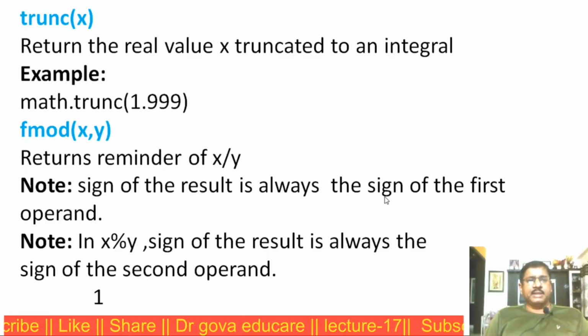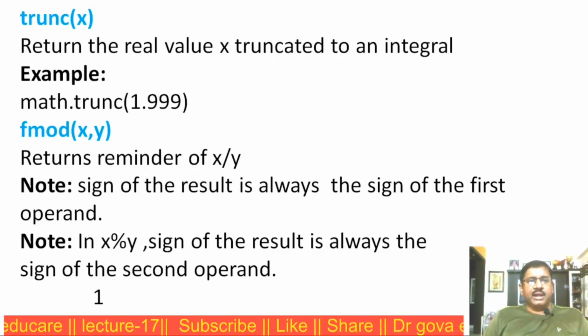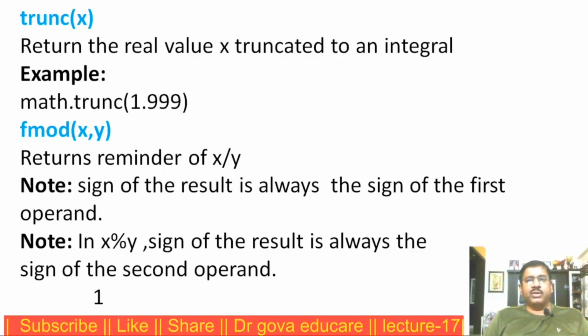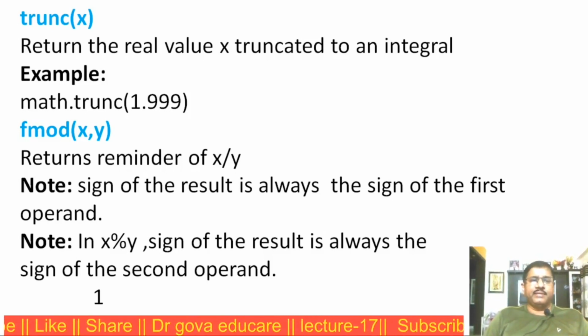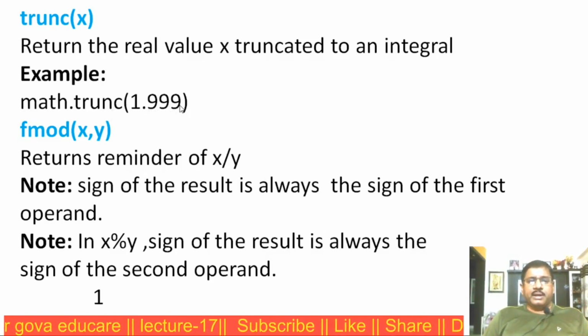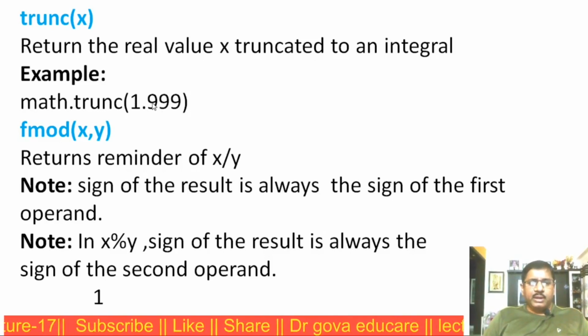Next mathematical function, the trunc function, that is trunc of x. This function returns the real value x truncated to the integral part. Say for example, trunc of 1.999 gives 1 only. Now the fractional part will disappear.